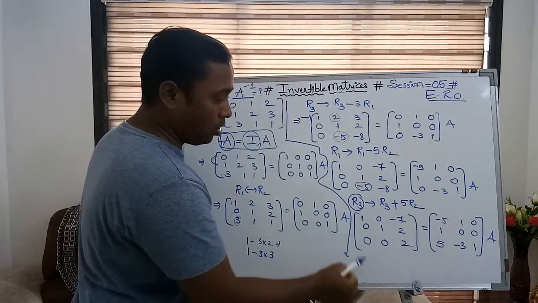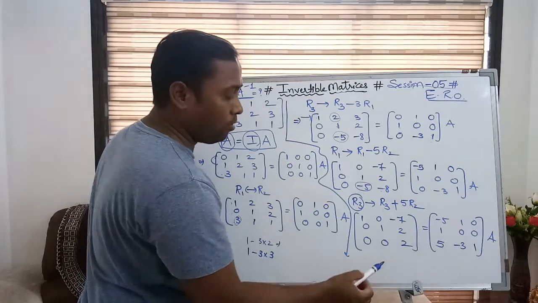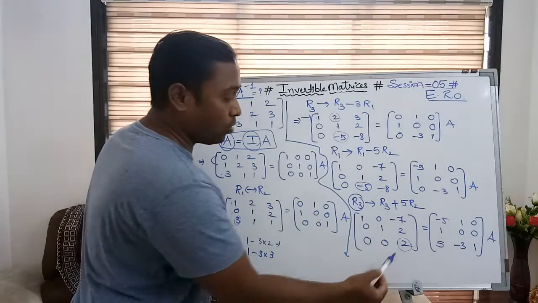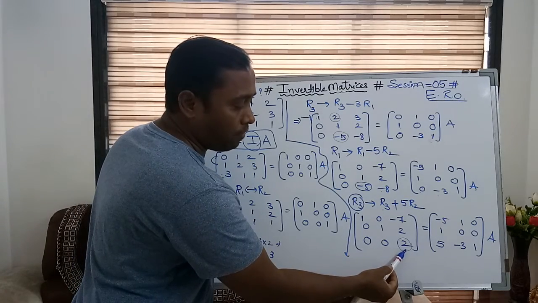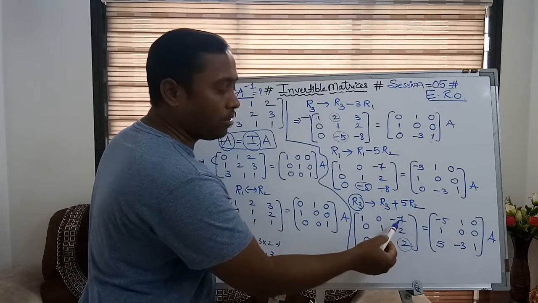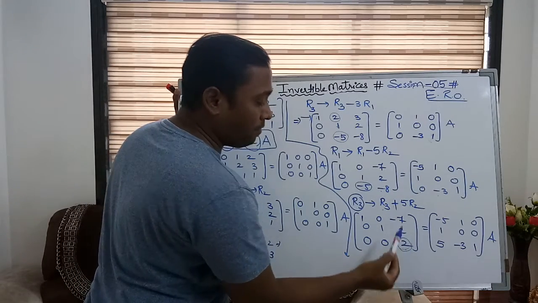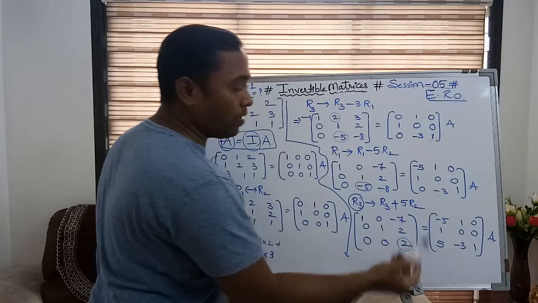So I got 2 columns here. Now what is my target to get? How to get 1 over here? So to get 1 in the R3, first I will make 1, then I will make 0s. That is my process here. So to get 1, simply divide the entire row with that quantity.